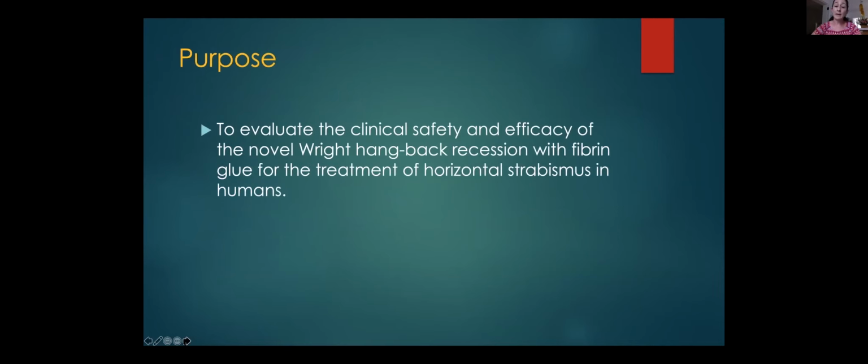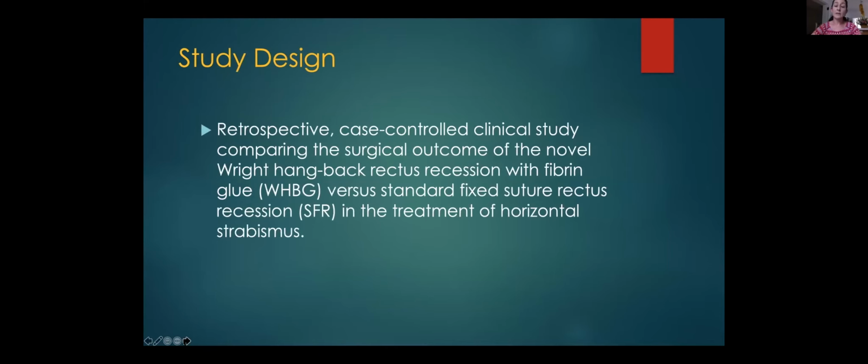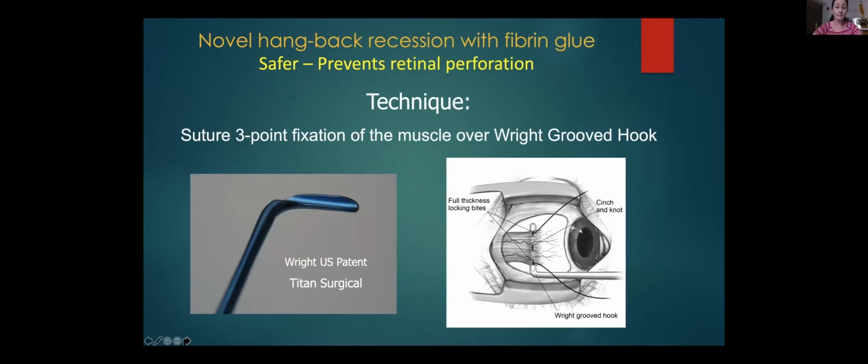Therefore, with this background in mind, we decided to evaluate the clinical safety and efficacy of a novel hangback recession with fibrin glue for the treatment of horizontal strabismus in humans. This was a retrospective case-controlled clinical study comparing the surgical outcome of the novel hangback recession with fibrin glue versus standard fixed suture rectus recession in the treatment of horizontal strabismus. The technique for this novel hangback recession with fibrin glue is described in the next few slides.